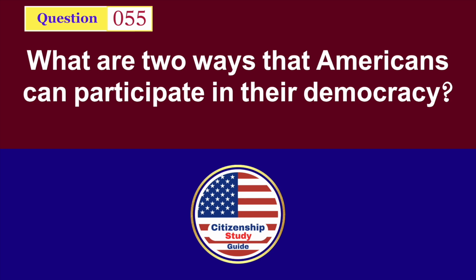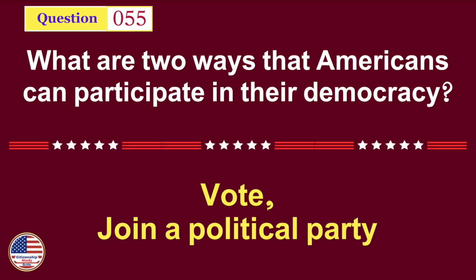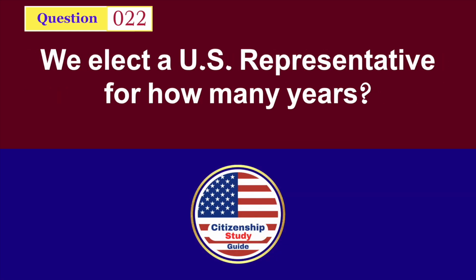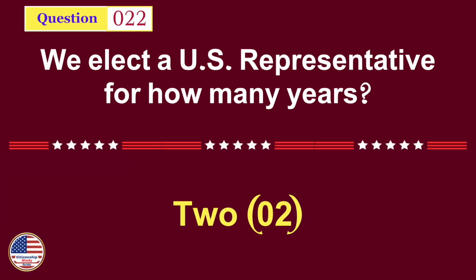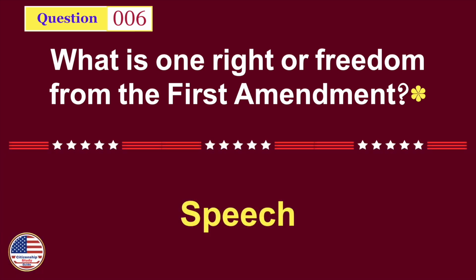What are two ways that Americans can participate in their democracy? Vote. Join a political party. We elect a U.S. representative for how many years? Two. What is one right or freedom from the First Amendment? Speech.